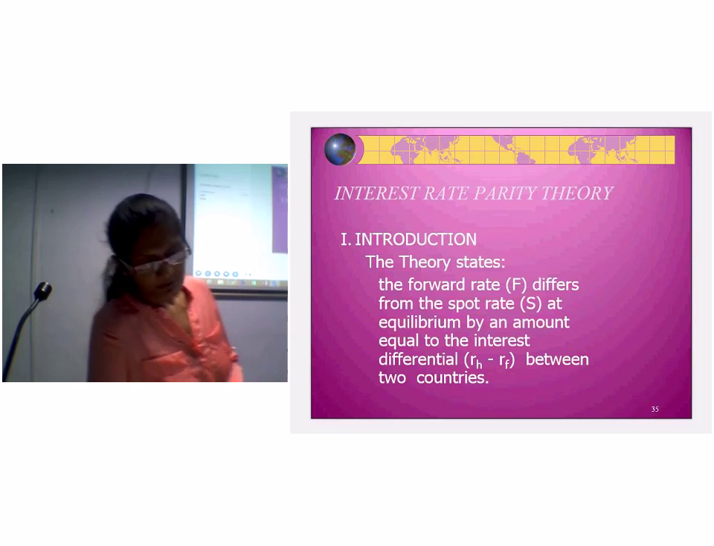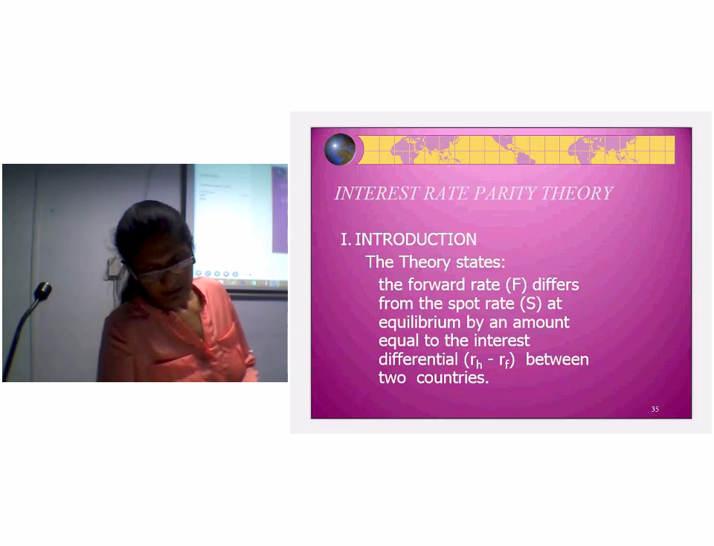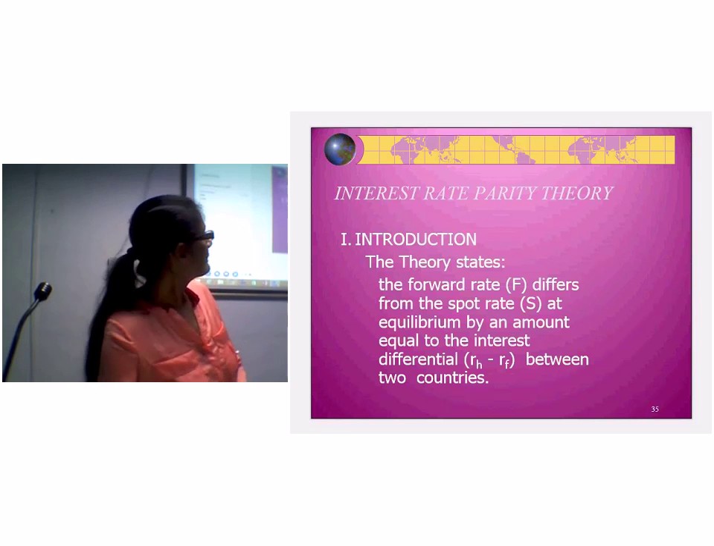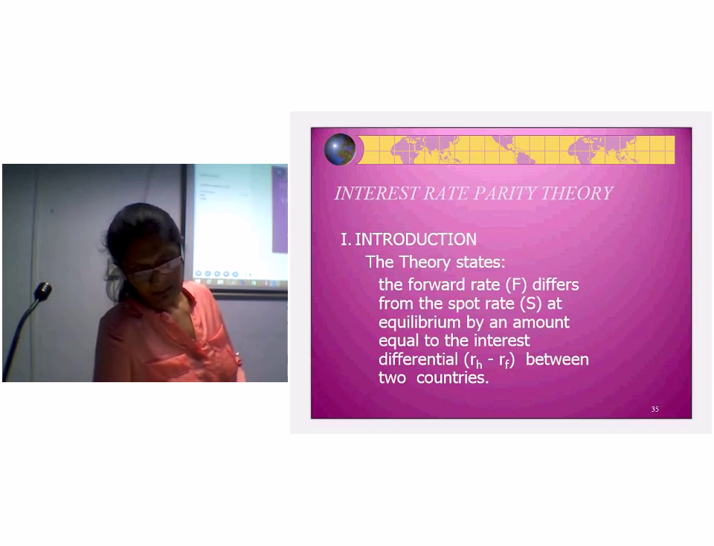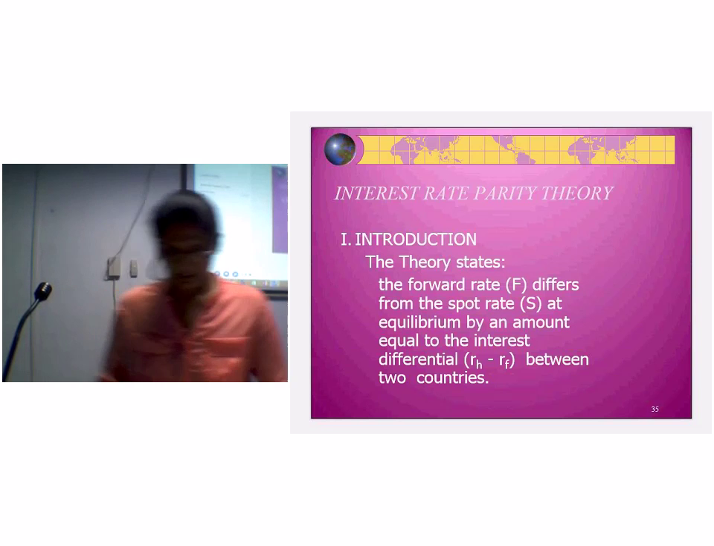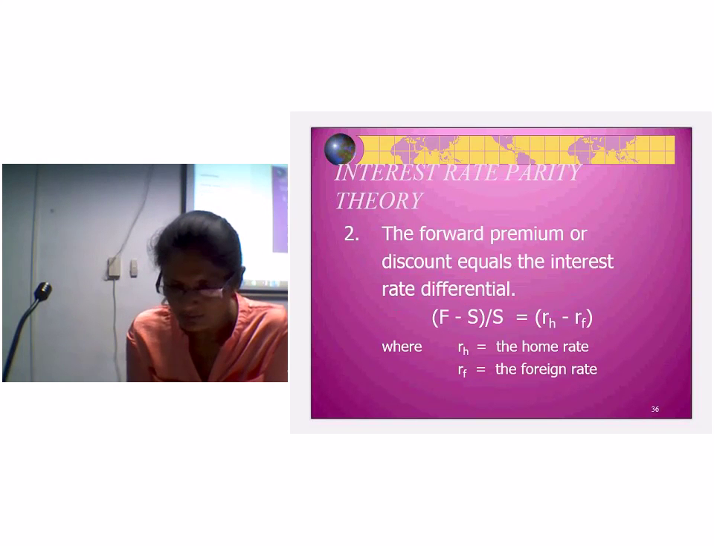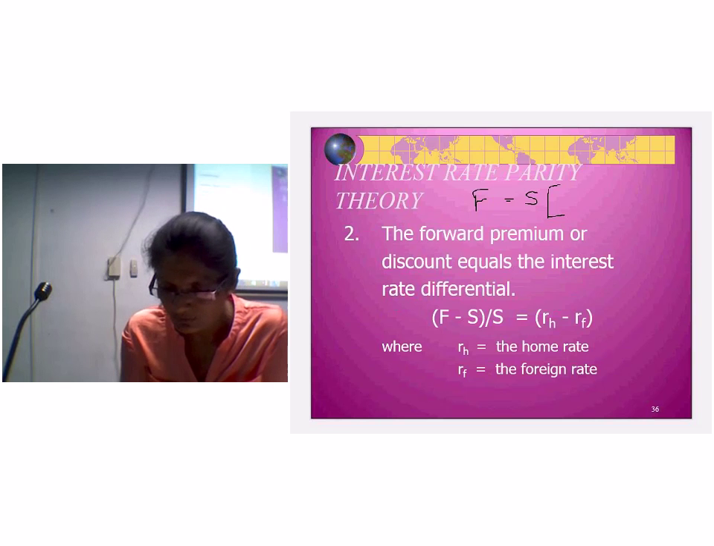In the slides also I have explained the same. The theory states that the forward rate S1, which we derived in the previous derivation, differs from the spot rate at equilibrium by an amount equal to the interest rate differential between the two countries. That is what we did. From the equation, the forward rate equals the spot rate when you adjust the spot rate with the interest rate differential.